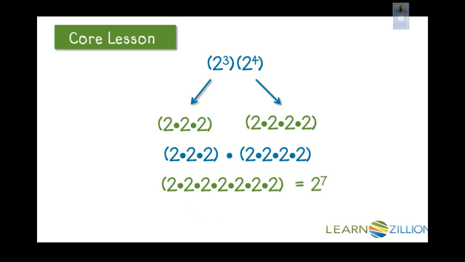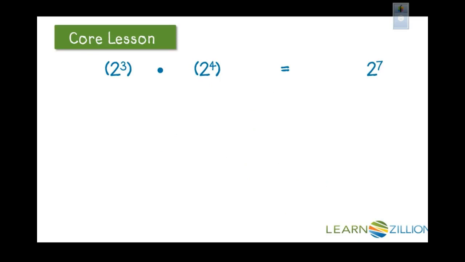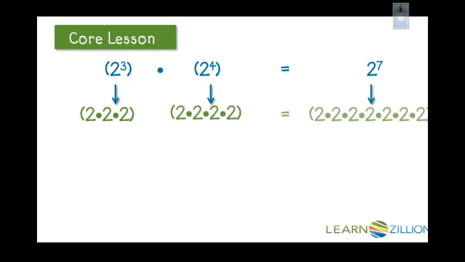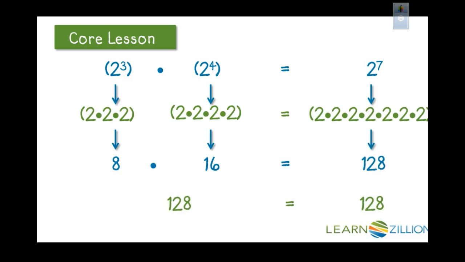So 2 to the 3rd times 2 to the 4th was not 2 to the 12th, as some might have expected, because we are not multiplying 2 by itself 12 times. The answer is actually 2 to the 7th. We can verify this by actually completing the multiplication for each exponential expression. 2 to the 3rd means 2 times 2 times 2. 2 to the 4th means 2 times 2 times 2 times 2. And 2 to the 7th means 2 times itself 7 times. 2 to the 3rd ends up being 8, while 2 to the 4th ends up being 16, and 2 to the 7th is 128. 8 times 16 is 128, so we get the same result either way.